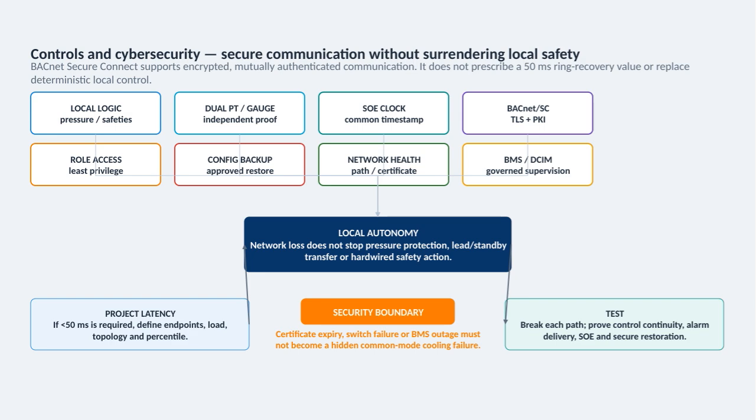If project latency under 50 milliseconds is necessary, we must define endpoints, load, topology, and performance percentiles carefully. Testing is critical, breaking each path to prove control continuity, alarm delivery, sequence of events, and secure restoration. Finally, maintaining a clear security boundary ensures that certificate expiry, switch failure, or BMS outage never become hidden, common mode points of failure that could affect critical cooling systems.